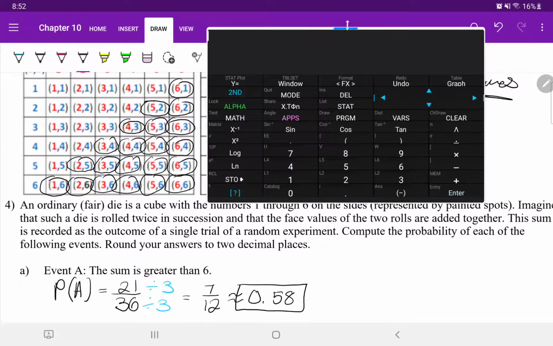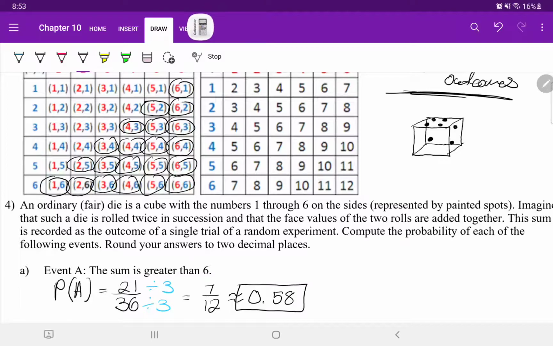Let's clear that. Now, I'm going to attempt it using the second table. And then after that, I'm going to stick to using the second table for the rest of the videos. Or I should say for the rest of this video.